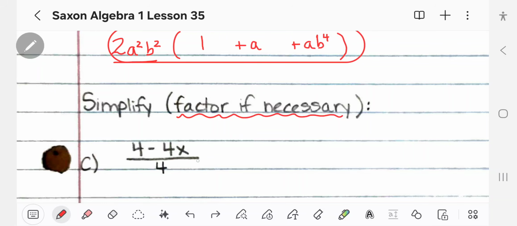So let's look at the numerator. I see two terms, and they both have a 4 in common. So let's factor that out. Okay? 4 times something is going to give me this 4. It's going to need to be a 1. And then minus, I'm going to have another term. This 4 times this term is going to give me 4x. So it must be an x. And we can distribute that to make sure we're right. 4 minus 4x. We got it.